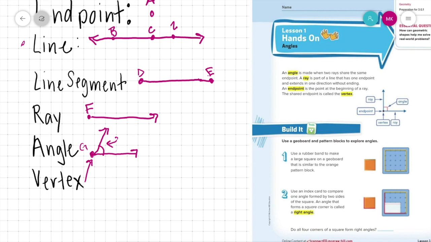And then an angle has 2 rays, and it is connected at an endpoint G, and it is the space between the 2 rays. So you can see this arrow right here. Lastly, a vertex is the point where the 2 rays meet. So we can see that our vertex is G.